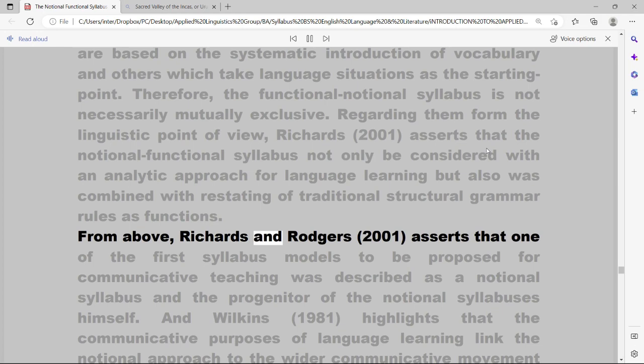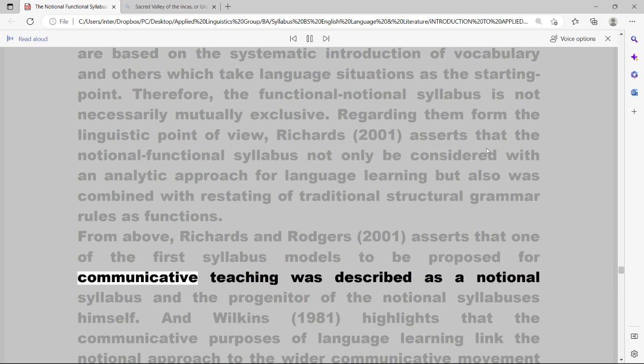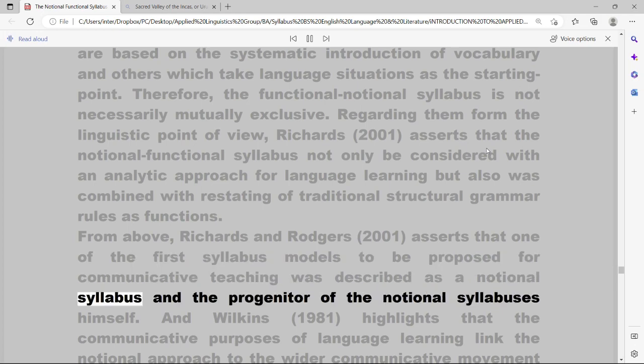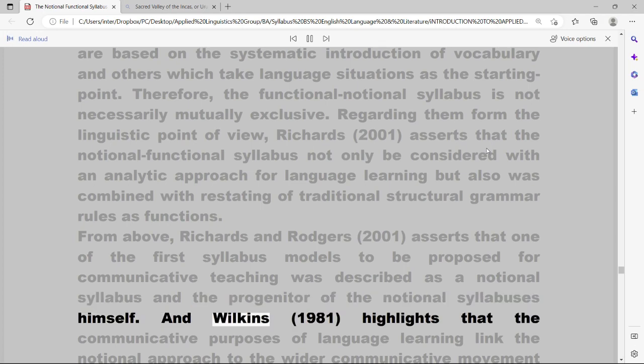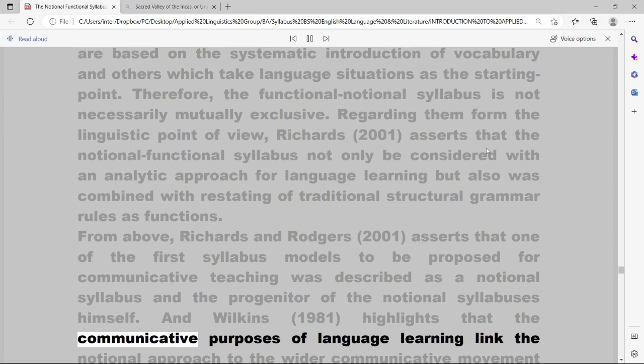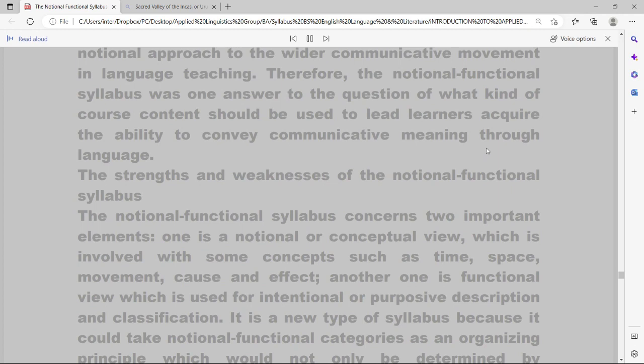From above, Richards and Rogers, 2001, assert that one of the first syllabus models to be proposed for communicative teaching was described as a notional syllabus, with Wilkins as the progenitor of the notional syllabuses himself. And Wilkins, 1981, highlights that the communicative purposes of language learning link the notional approach to the wider communicative movement in language teaching. Therefore, the notional functional syllabus was one answer to the question of what kind of course content should be used to lead learners to acquire the ability to convey communicative meaning through language.